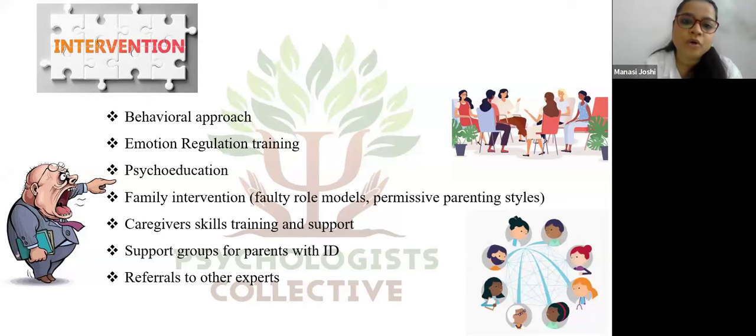What is extremely important at the end is to monitor symptoms over the lifespan, because children with aggression are at risk for other psychiatric illnesses like bipolar disorder, psychosis maybe with early onset, learning issues, and substance abuse in adulthood. So monitoring them over the lifespan is extremely important when we have diagnosed them with ID and with aggression.